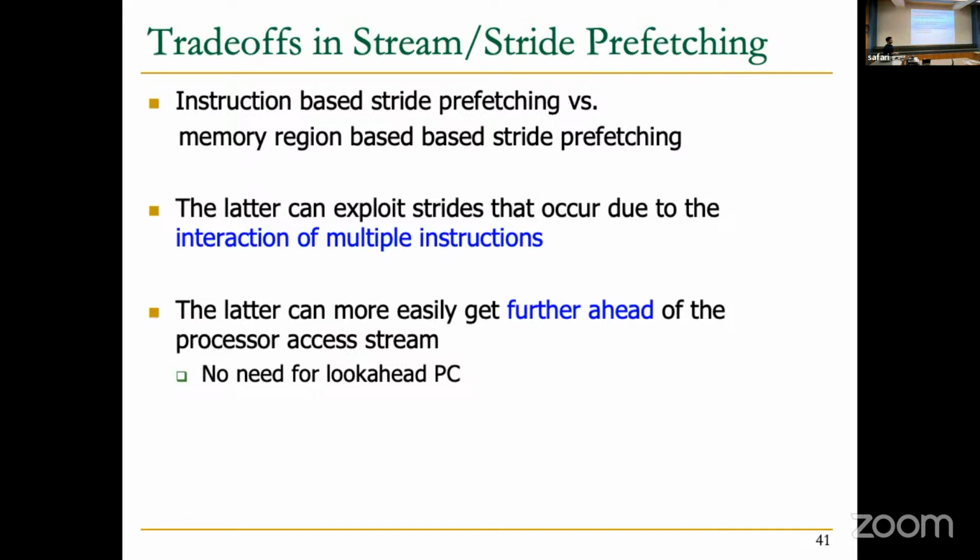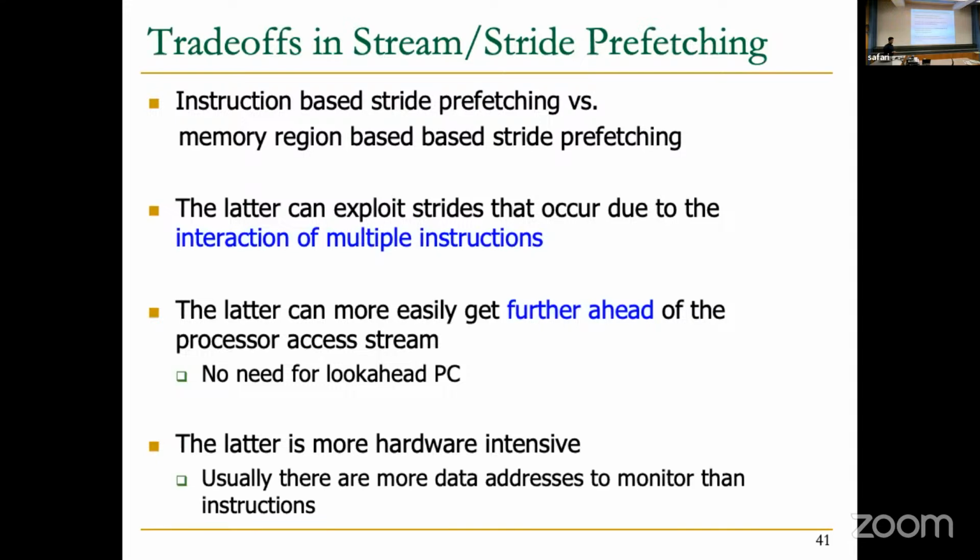But the memory-region-based stride matching is also hardware expensive, because there are only so many program counters that can be in your program, but your data size can be huge, really huge. So that's the problem here. We're essentially coming back to the trade-offs.